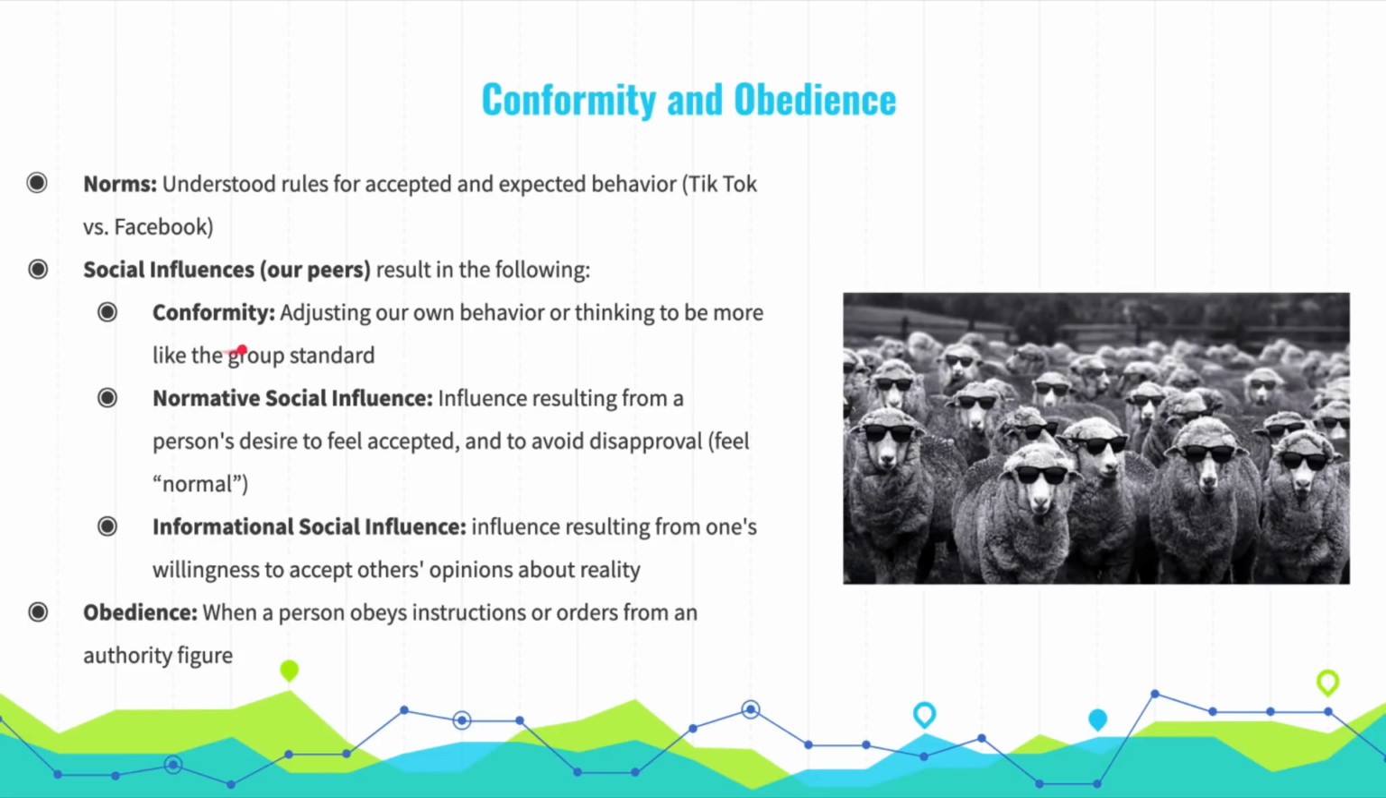Our social influences, mostly our peers, also greatly impact us, and we can see this through the ideas of conformity and normative social influence, which are both really similar ideas and result from our desire to conform or be more like the people around us. Another example of social influence is called informational social influence, and it's a little bit different, but it just means that we accept other people's words as facts, even though it may not be the reality. Also, obedience is a term you'll have to know for the exam, and it's when a person obeys instructions or orders from an authority figure.